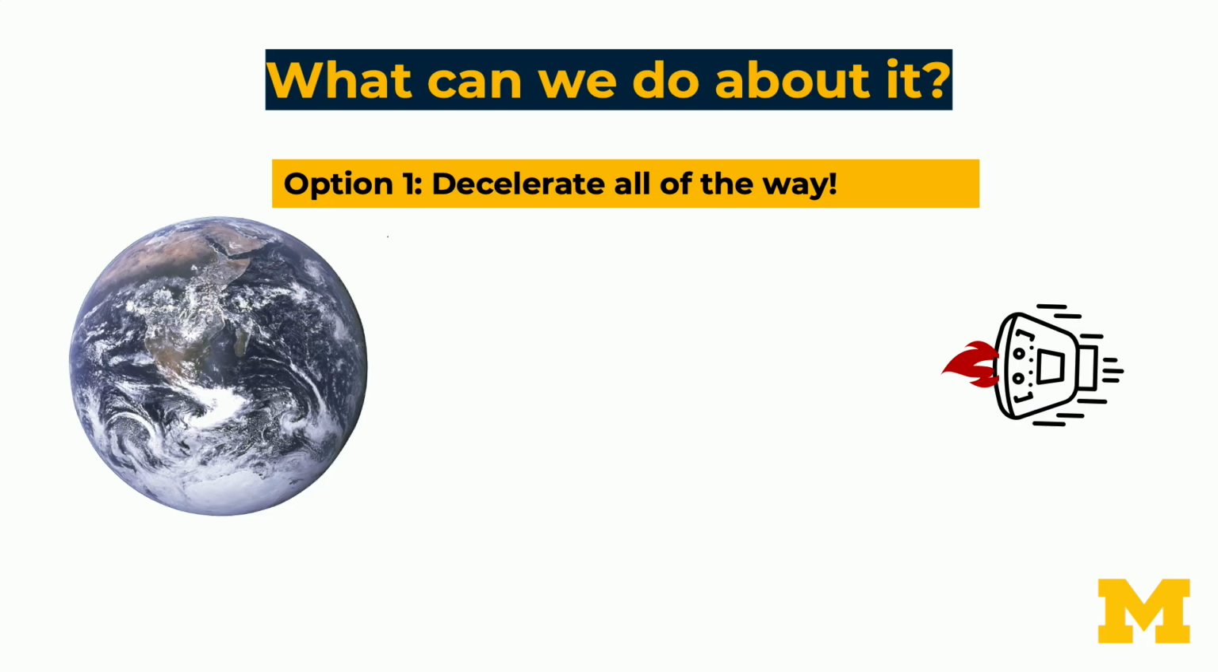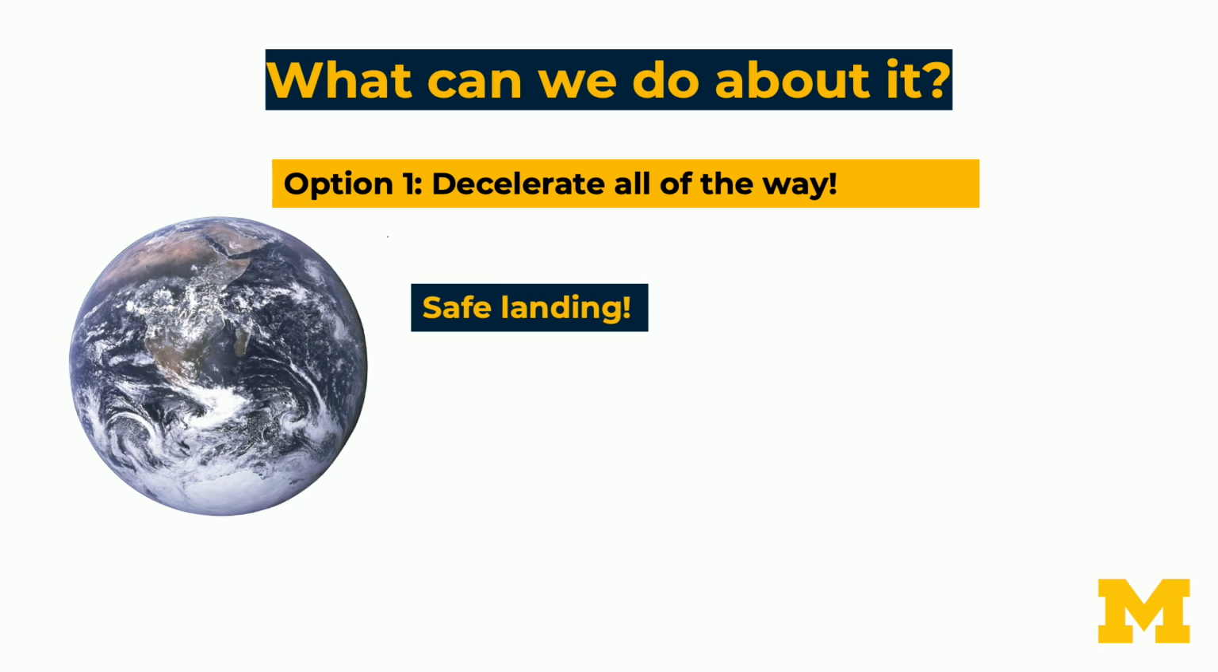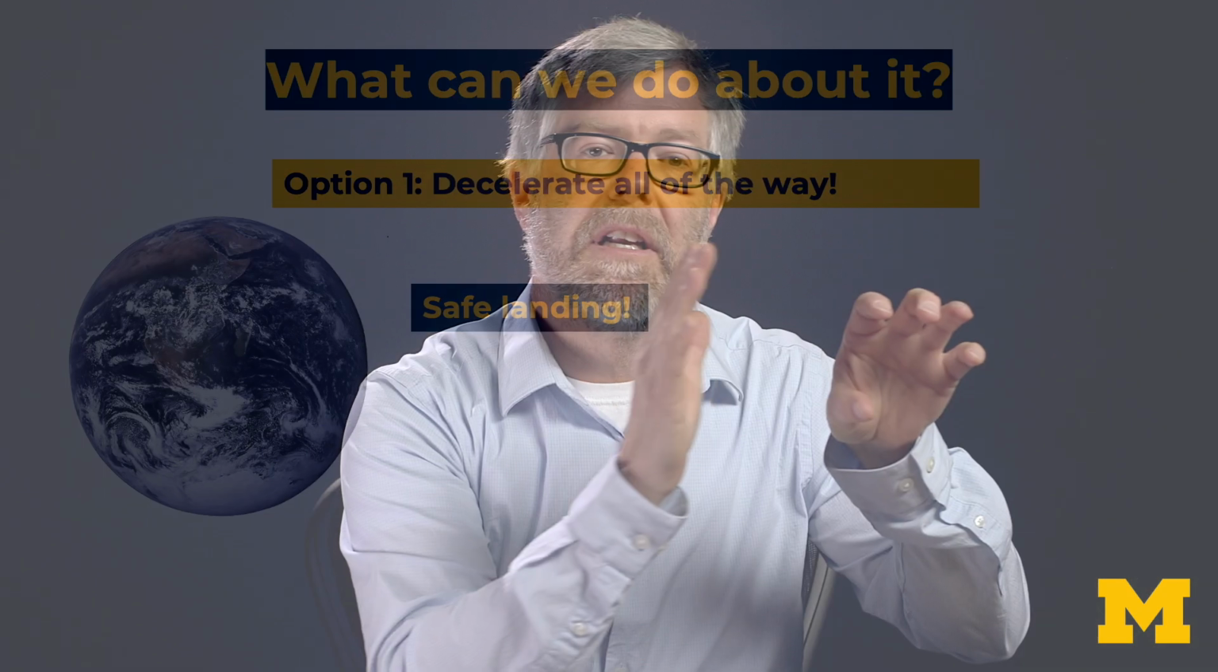And there's a bunch of different ways of doing this. So the first way is that you can decelerate all the way. So basically, as you're coming towards the Earth, you're constantly trying to slow yourself down, fighting gravity the entire time, and you're thrusting the entire time. And then you can hit the Earth with a very safe speed.